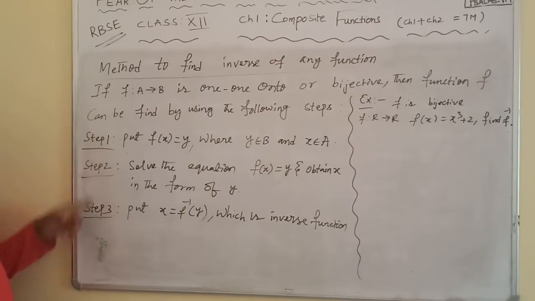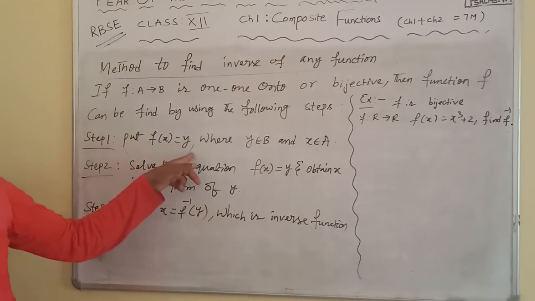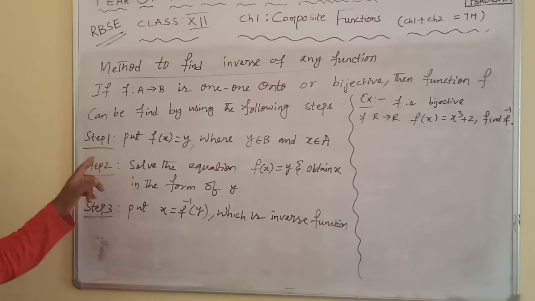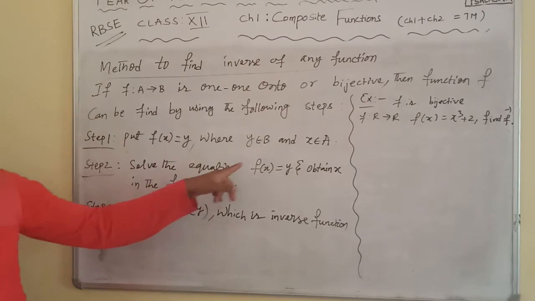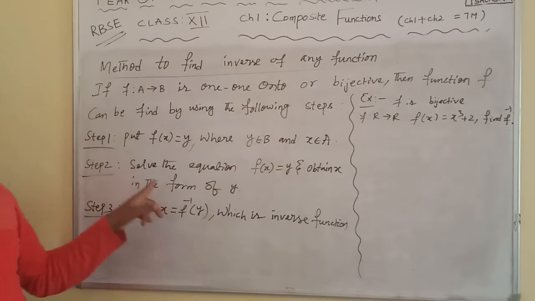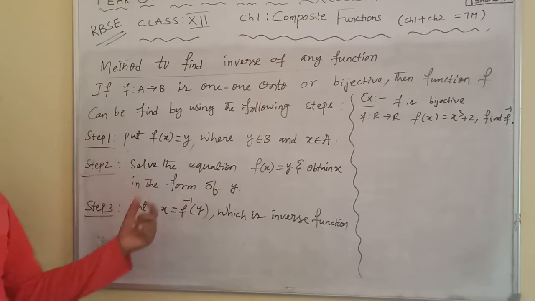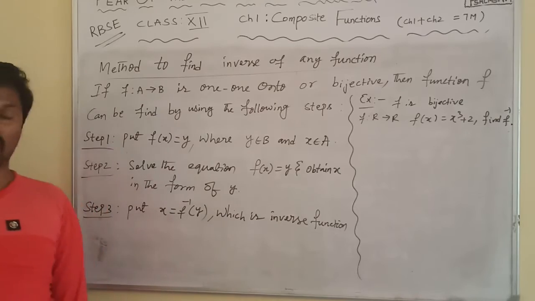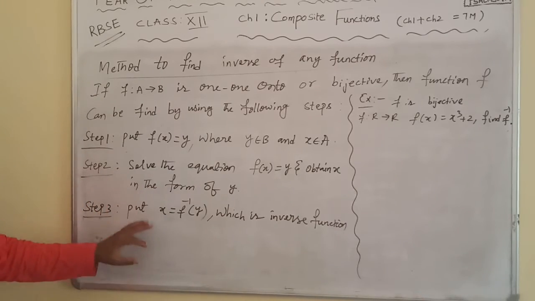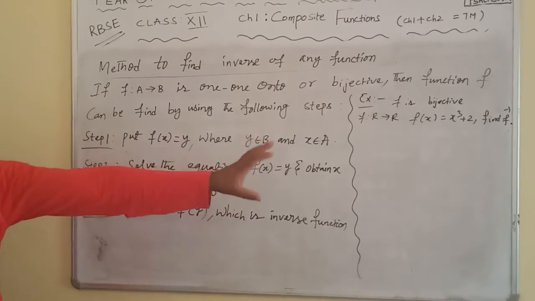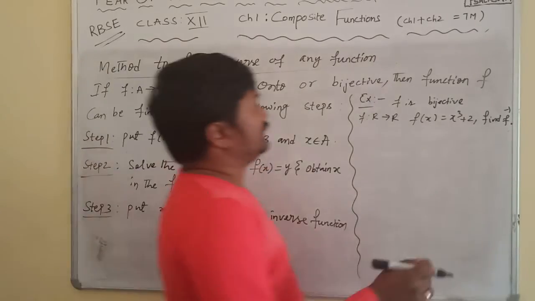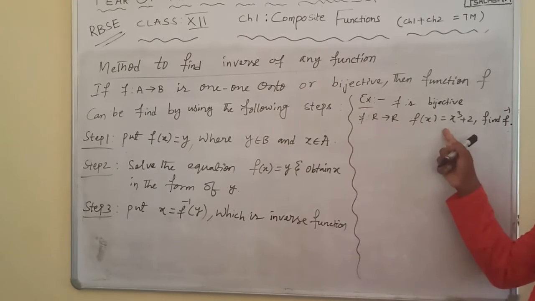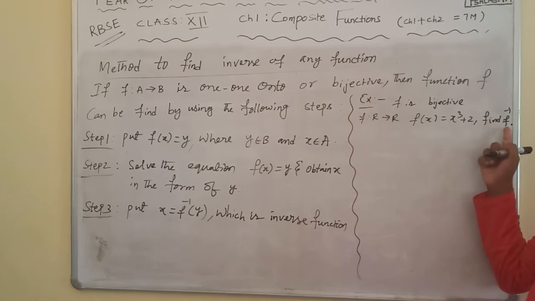So let me check what the first step is. One, put f of x is equal to y, where y belongs to B and x belongs to A. Then the second step is what? Solve the equation f of x is equal to y and obtain x in the form of y. And the third step, put x is equal to f inverse of y, the inverse function. Now we'll take one example and solve it, then you can understand. In this example, f is a bijection, f maps R to R, f of x is equal to x cube plus 2, find f inverse.